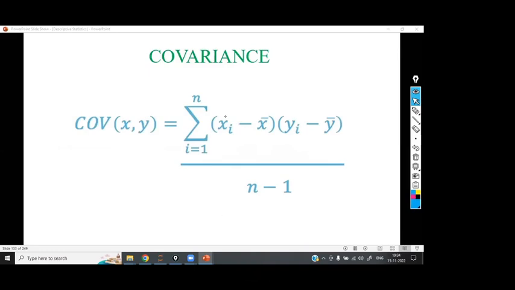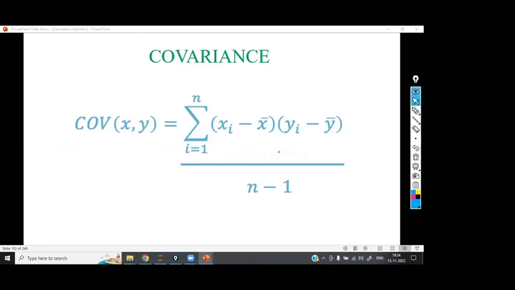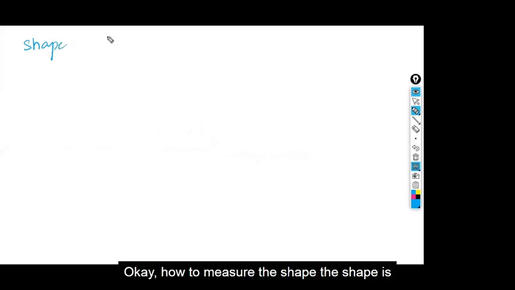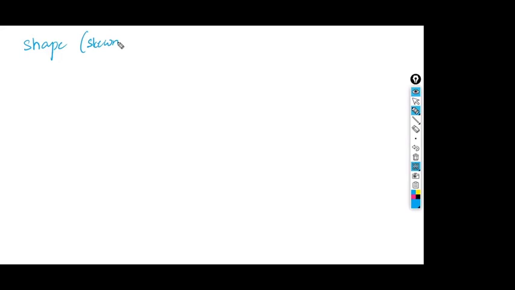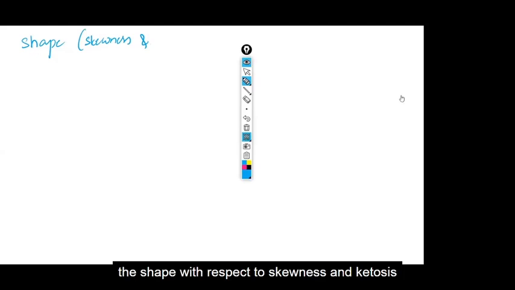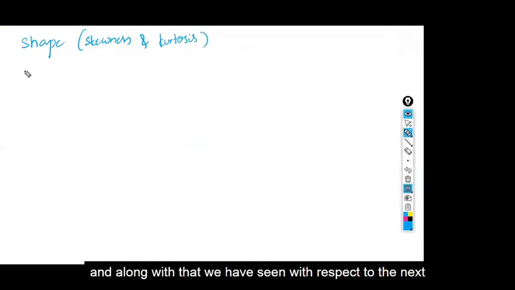Right, guys. So in the last class, we discussed statistics. In descriptive statistics, we saw how to measure the shape. The shape is measured in terms of skewness and kurtosis.